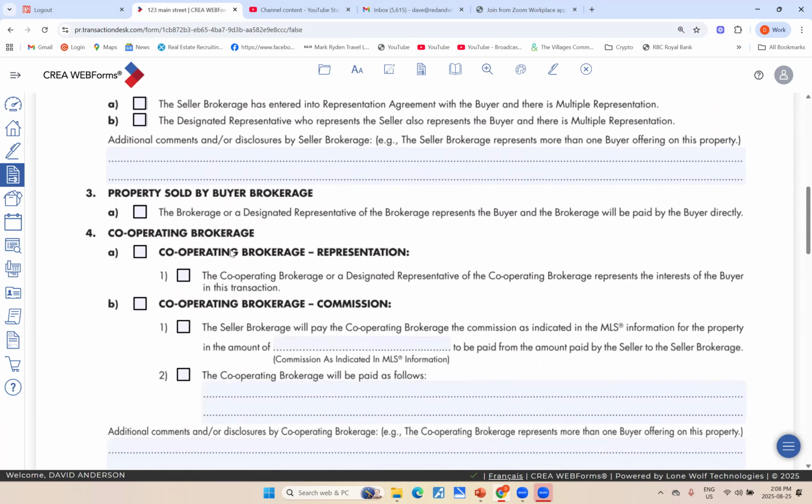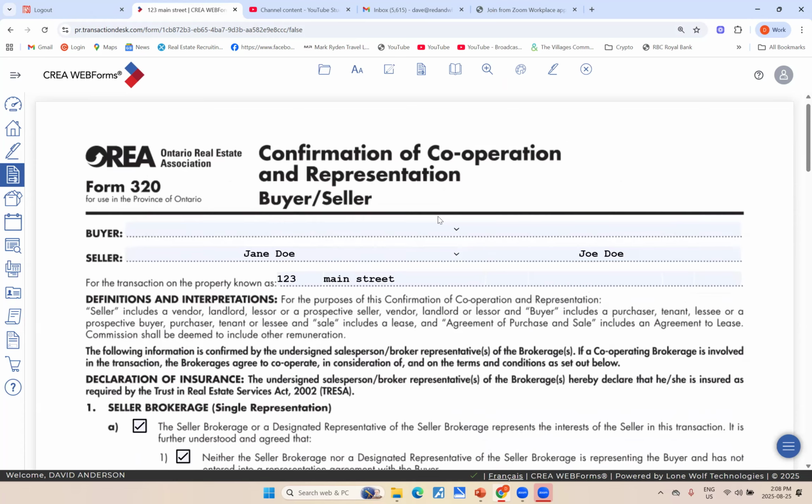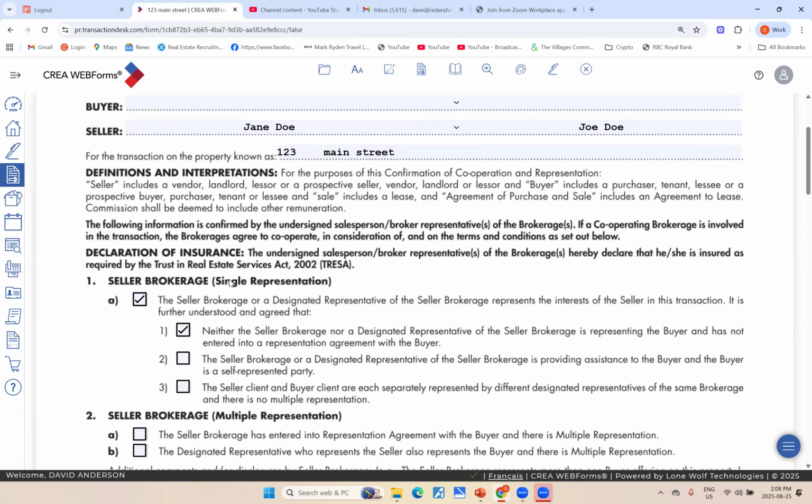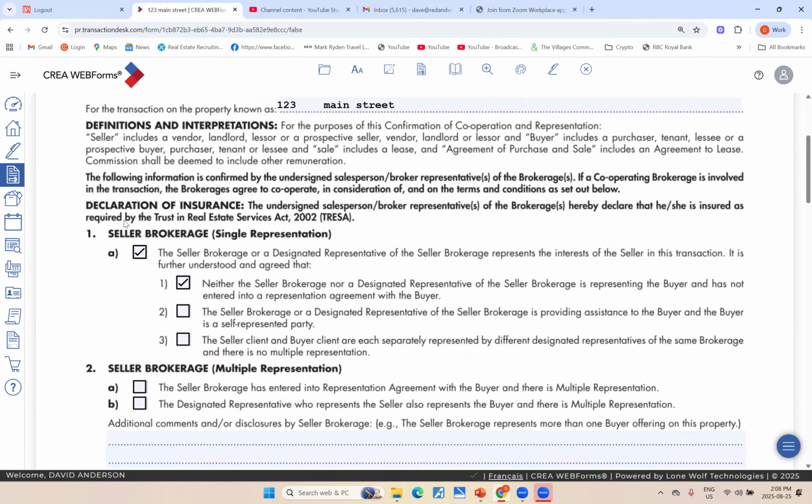Then you go down and you go the cooperating brokerage right here. Cooperating brokerage or the cooperating represents the interest of the buyer in this transaction. And the cooperating brokerage would get paid a certain amount of commission. What I would like you to do is only fill in the part that you are representing. So as a confirmation of cooperation, you only need to fill in the seller brokerage because that's what you are.